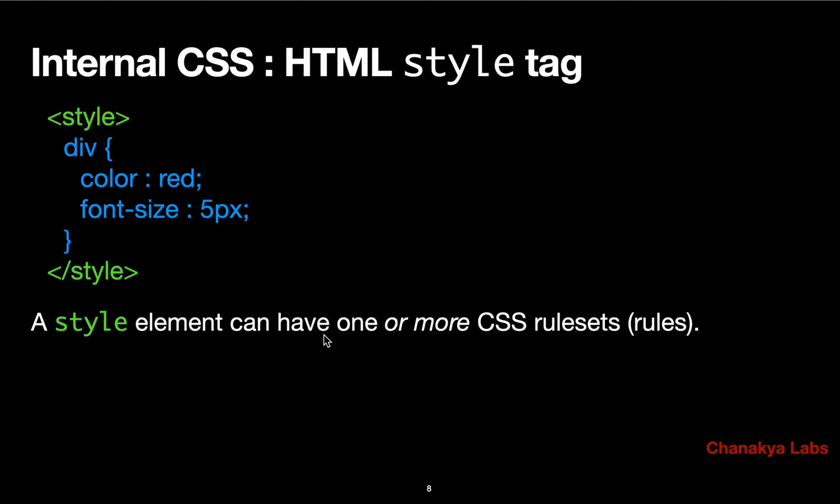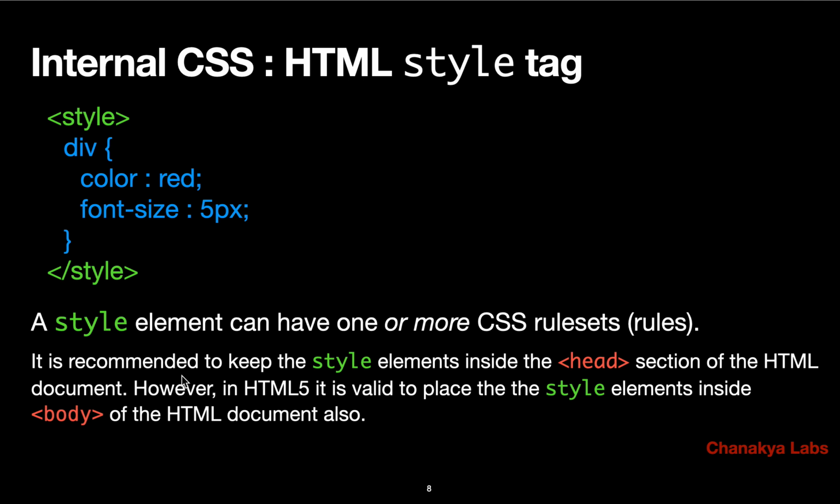This is plain and simple, and I mentioned that it can have more than one rule. In fact, I showed you also that within one style element, you can have multiple CSS rule sets. Now we can use proper words. At that time I did not say that this is called a rule set or rule. So now I will properly say that a style element can have one or more rules. Again, it is recommended to keep the styles inside the head section, but it is perfectly fine if you don't put it in the head section, though it's a good practice.